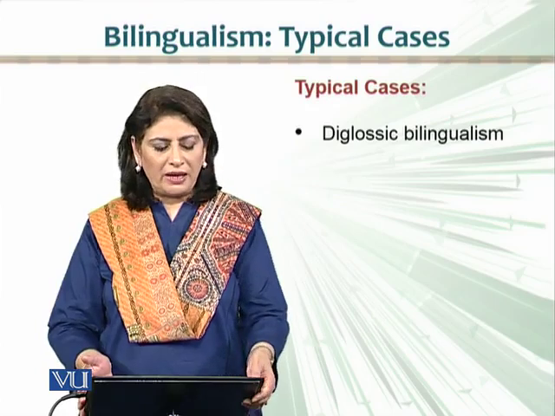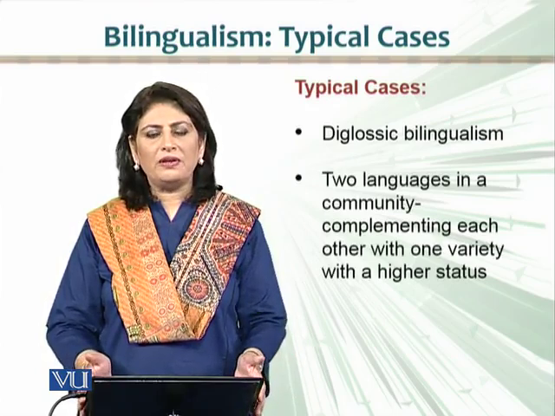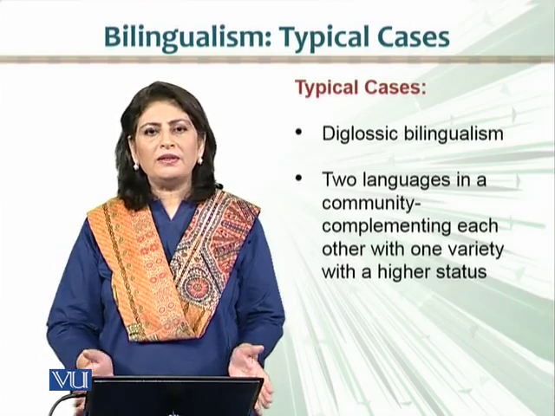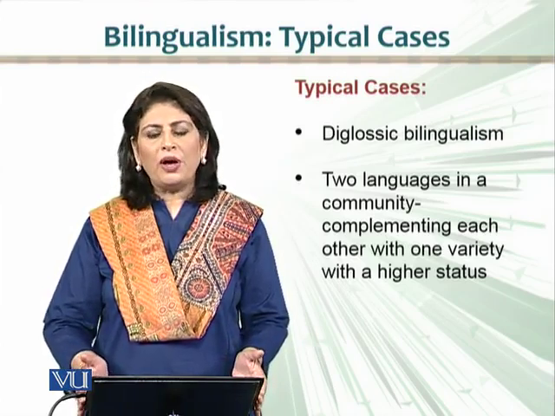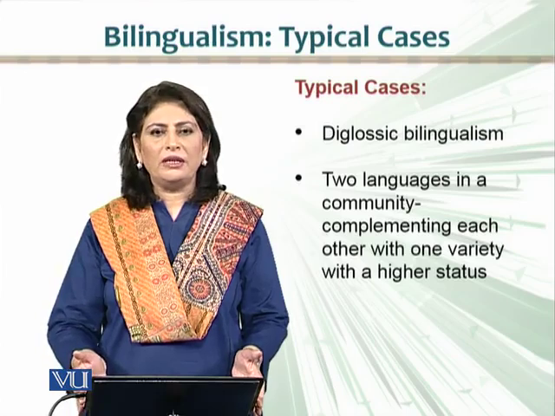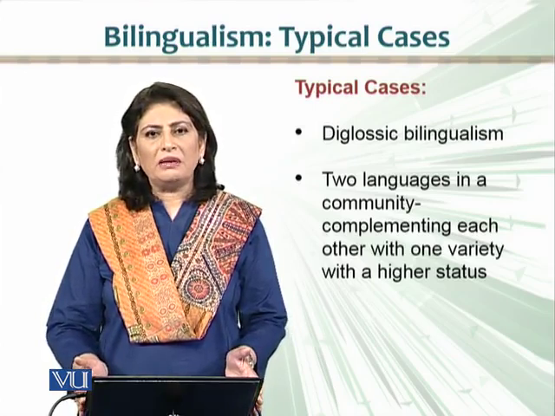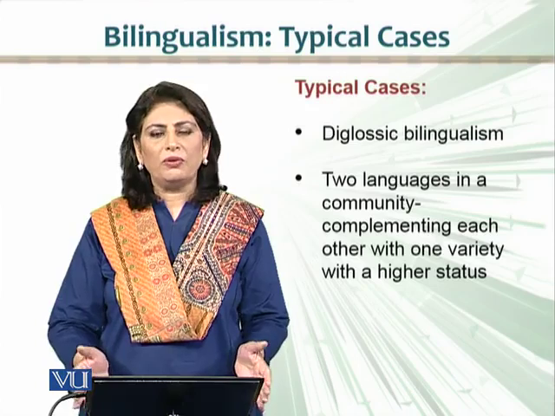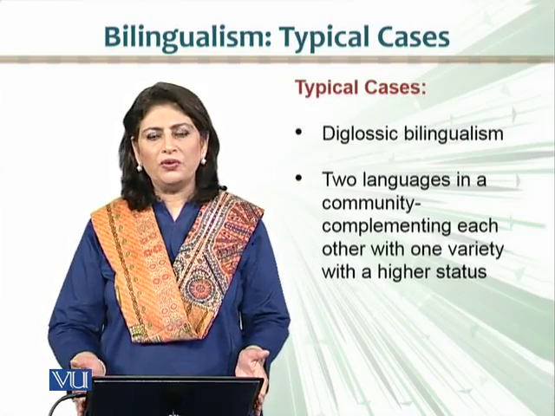What is diglossic bilingualism? You have different languages, maybe 2 languages, 3 languages existing within a society, but they exist together in a complementary state. That is, you have one language to perform one type of functions, and you have the other languages performing other type of functions. So there is no competition between these languages, and somehow to the speakers of those languages it is very clear which language will be used where.